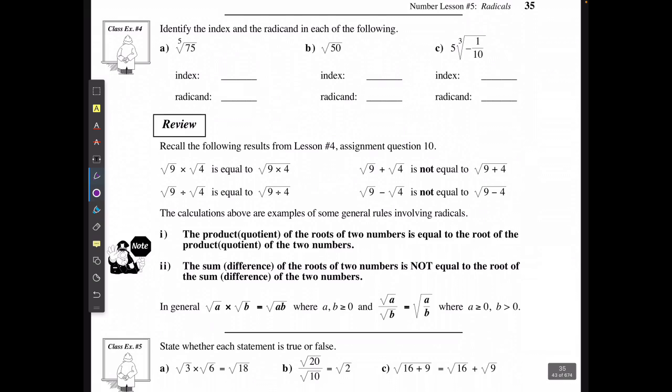So if I'm identifying the index and the radicand, the index for the first one is 5, the radicand is 75. For example B, the index, if it says nothing, is 2, and the radicand is that 50. For the last one, the index is 3, the radicand would be that negative 1/10, and that 5 would be the coefficient.